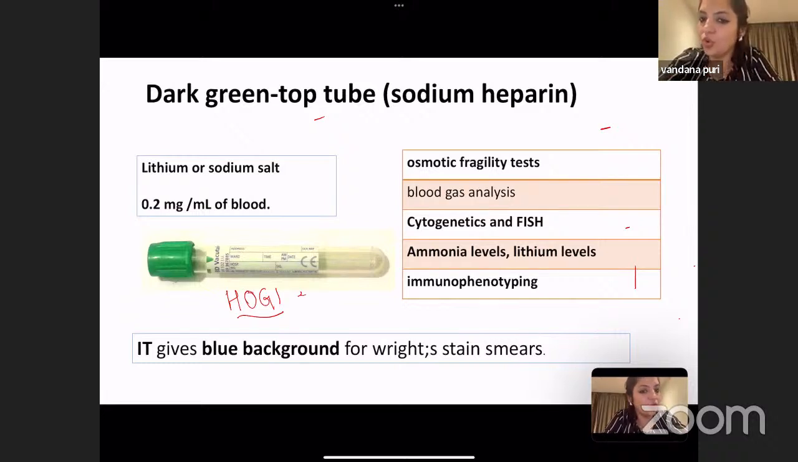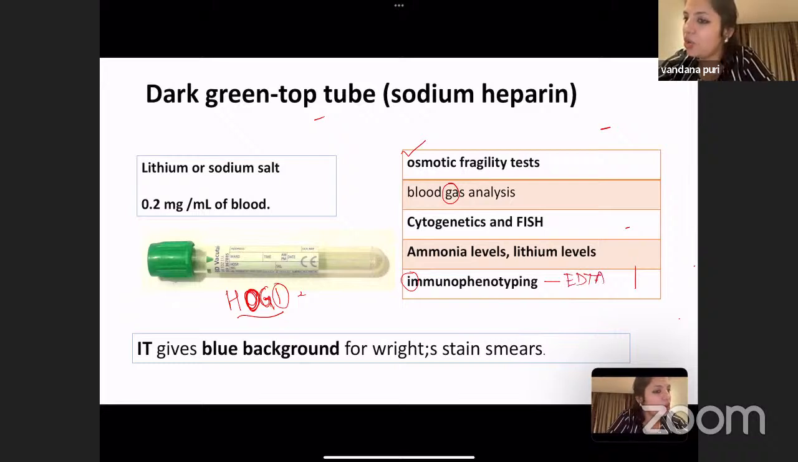Heparin is used for O, very important test, osmotic fragility test. G, very important, gas analysis, blood gas analysis. I, very important, immunophenotyping, flow cytometry. Remember, for flow cytometry, we can use either EDTA or heparin. The difference is the validity: for EDTA it is 24 hours, and in heparin it is 48 hours. So the sample remains viable for 24 hours in EDTA and 48 hours in heparin. So that is HOGI, you have to remember.